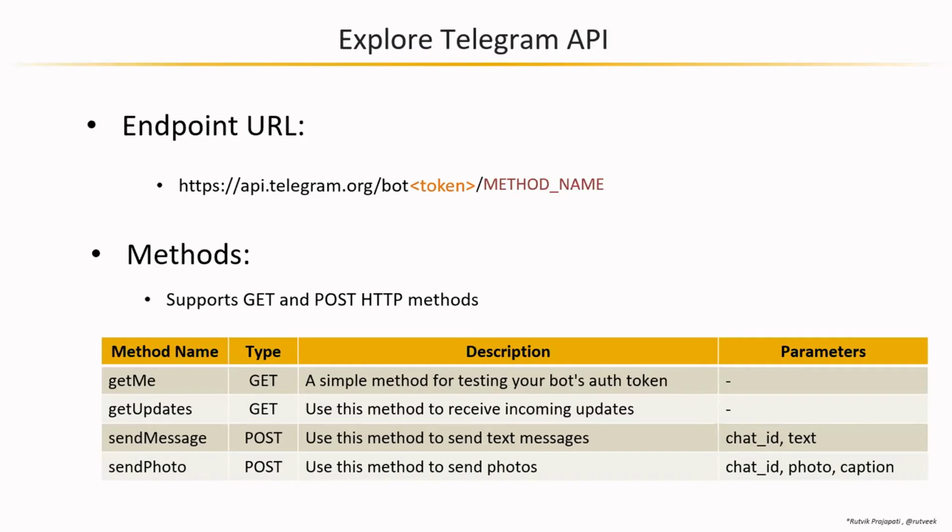Okay, so the third method is sendMessage. As its name suggests, it is used to send a text message. And here two parameters are mandatory. The first one is the chat ID, as I mentioned earlier. And the second is the text, the message that we want to send.